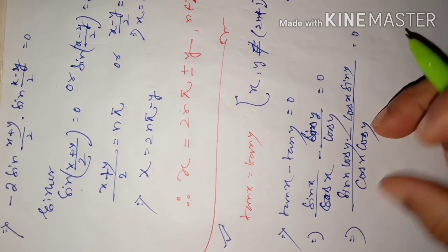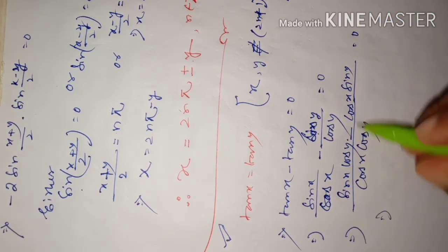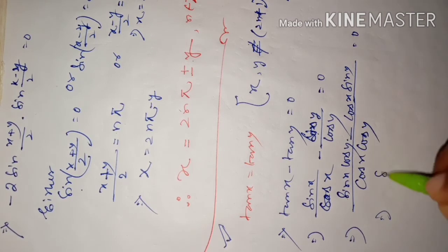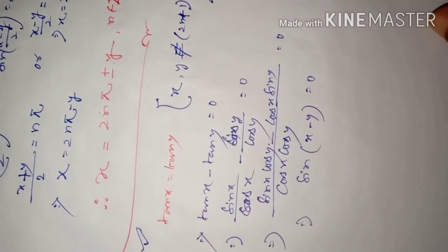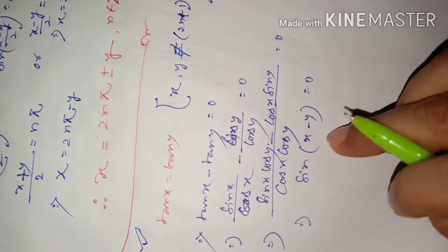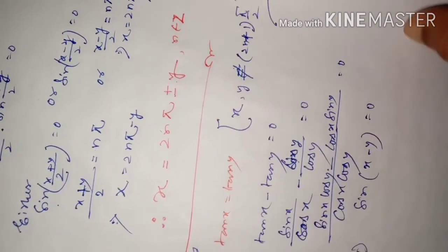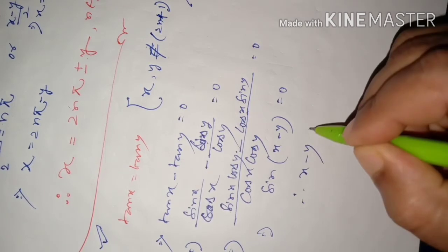Since this cannot be 0, we will have sin x cos y minus cos x sin y, which is an identity, sine of (x minus y) equal to 0. Now sine of (x minus y) is equal to 0. That means this angle must be what? This x minus y should represent an integral multiple of pi, because for integral multiples of pi only, sine is 0. Therefore x minus y should represent what?